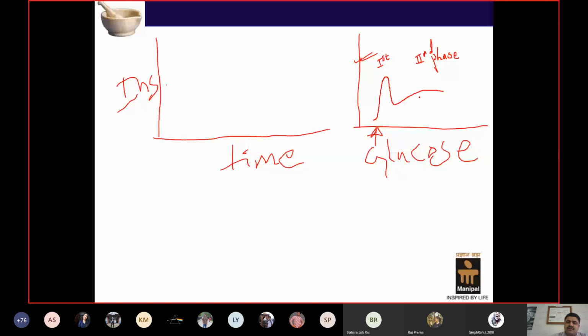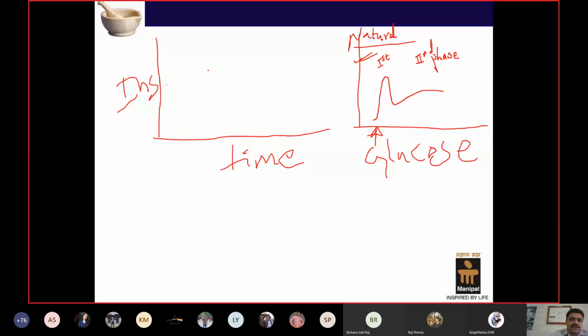So there is a level of insulin in our body. And when we take some meals or other, the insulin will be released fast and in a little bit high concentration. So that is the first phase. So this is what happens. Now, this is the natural pattern in our body. Naturally this happens.